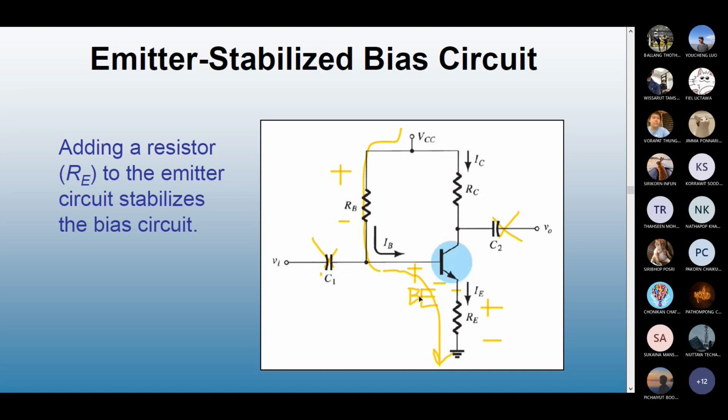I'm gonna just sketch that. Output side loop: VCC minus ICRC minus VCE minus IERE equals 0. So you have the ICRC voltage drop. Never forget the VCE. It has to be taken into account.